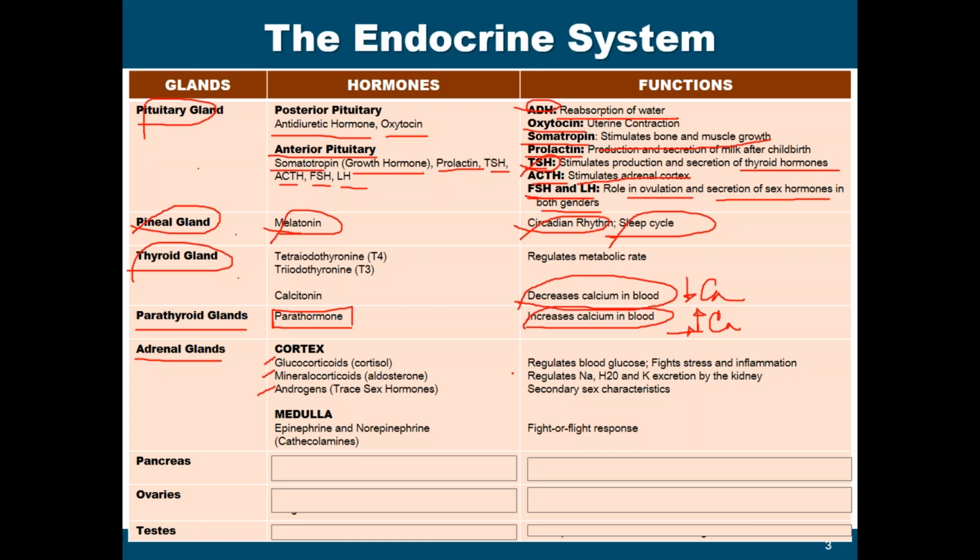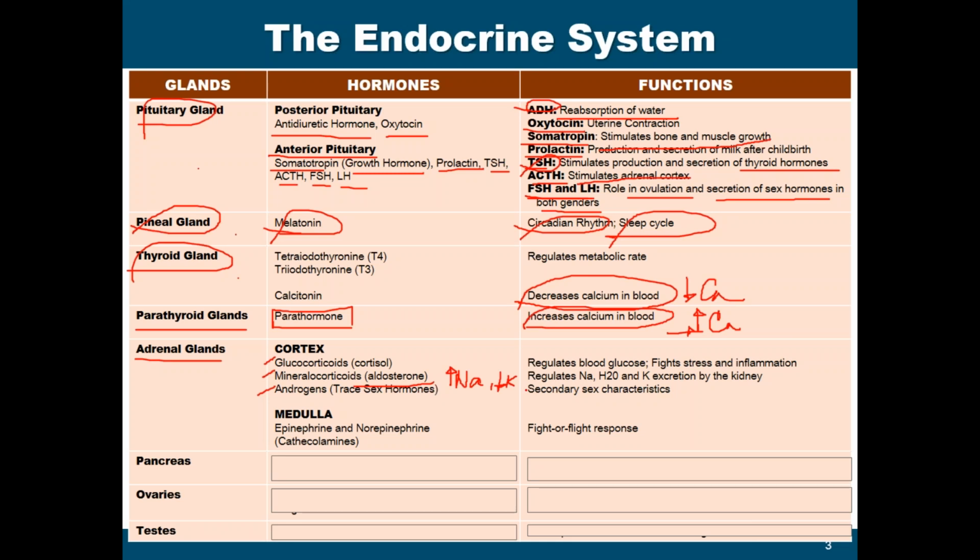Now, your mineralocorticoids, the number one or the most principal mineralocorticoid is your aldosterone. So the role of the aldosterone in the body is to regulate your sodium reabsorption, and the water and potassium excretion by the kidney as well. So you have to remember that when aldosterone is released, the sodium level in the body will increase while the potassium level will decrease, because sodium will be retained while the kidney will be releasing the potassium.